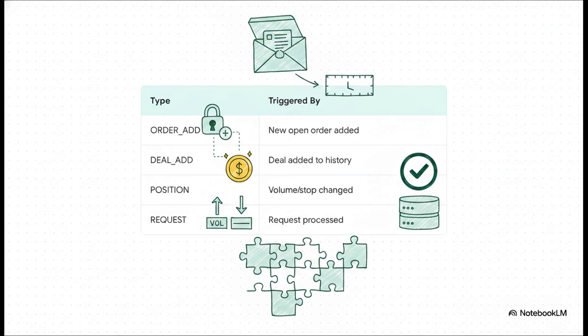TRADE_TRANSACTION_ORDER_ADD tells you the server has officially registered your pending order. TRADE_TRANSACTION_DEAL_ADD. That's the golden ticket. It means your deal executed and was successfully added to your history. TRADE_TRANSACTION_POSITION indicates your volume or stop levels just shifted, and TRADE_TRANSACTION_REQUEST means the server is completely done processing your initial request. Your script basically uses these individual puzzle pieces to reconstruct the real-time narrative of the trade's entire lifecycle.